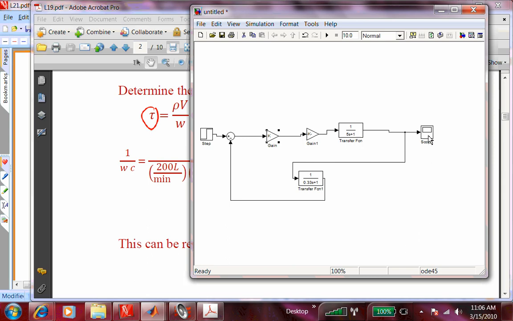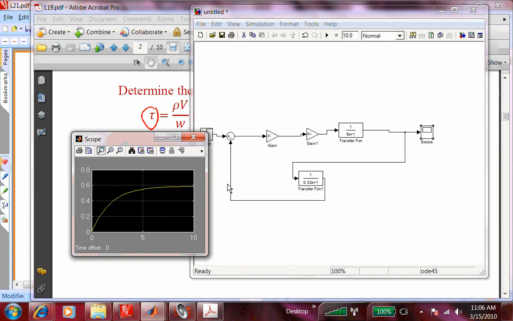Now, going back, any questions on this? Going back to this, I took a unit step change in temperature, didn't I? What do we notice on this diagram?